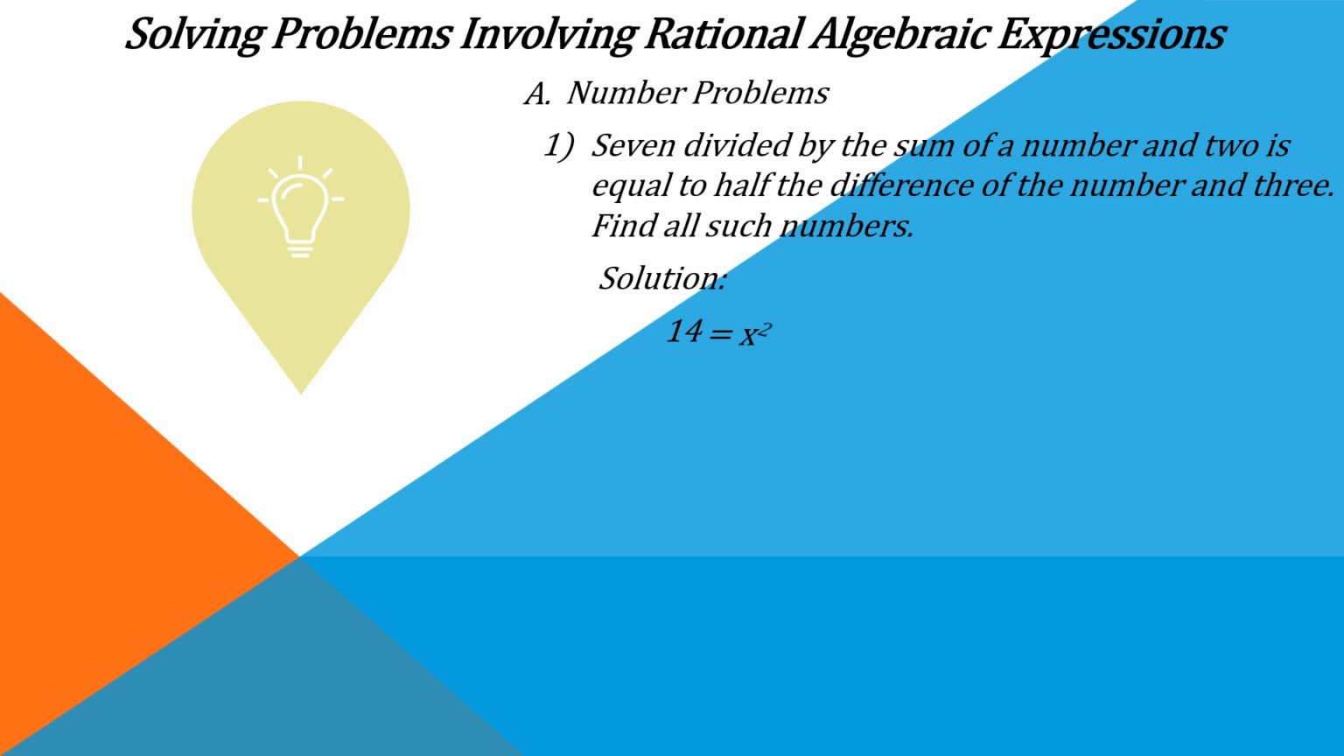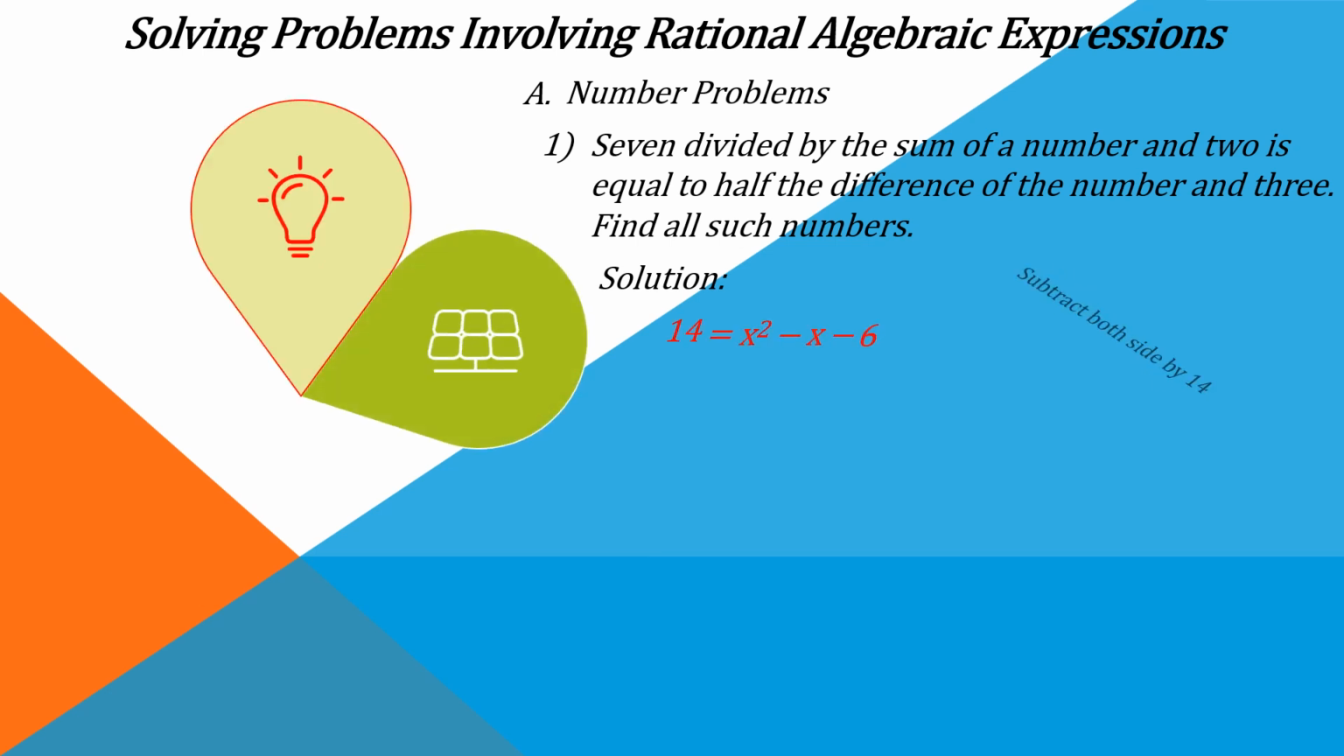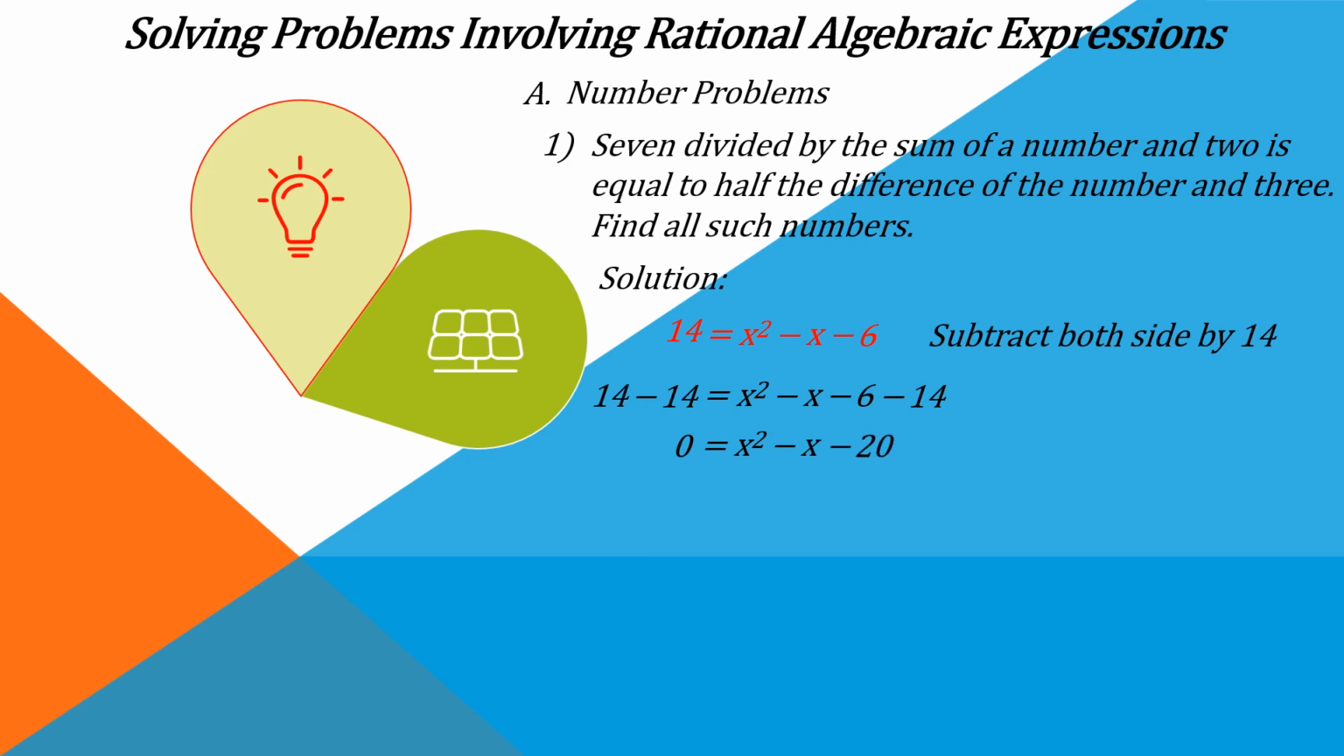14 is equal to x squared minus x minus 6. Subtract both sides by 14. It is 14 minus 14 is equal to x squared minus x minus 6 minus 14. And 14 minus 14 is equal to 0. It is equal to x squared minus x minus 20. And that is a quadratic equation equal to 0.